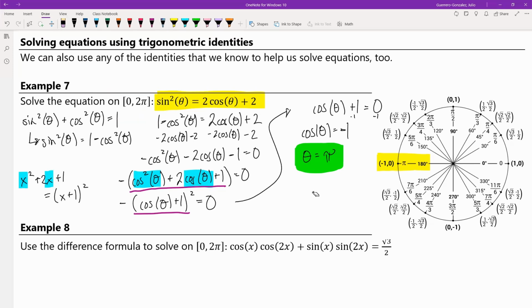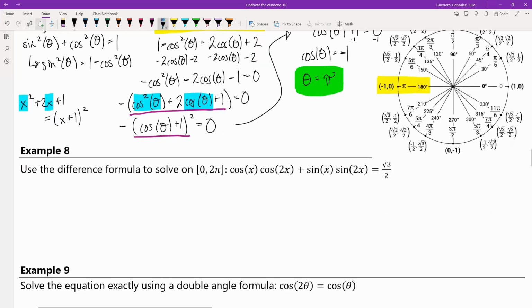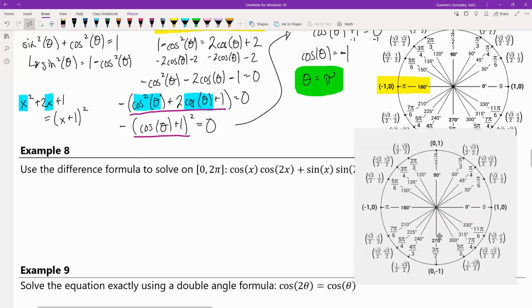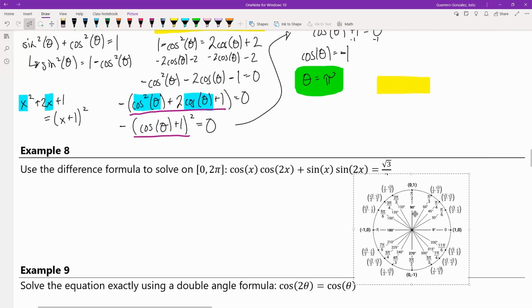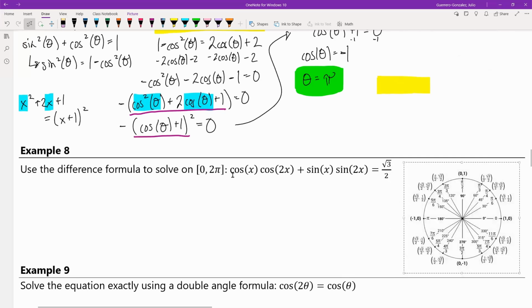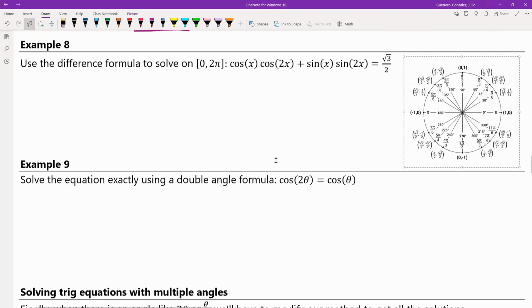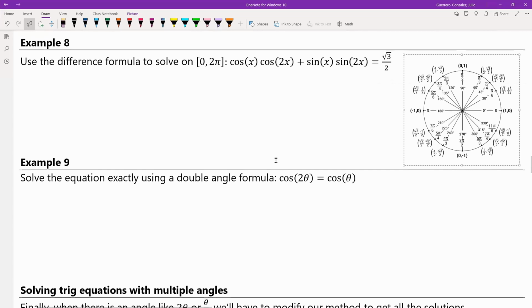Whew, we're getting there. Okay, let's move this unit circle down some more. Actually, let's make it smaller because I'm going to need the space for this one. Oh, there we go. Okay, next one. Use the difference formulas to solve this thing. This thing looks atrocious, like absolutely nasty.